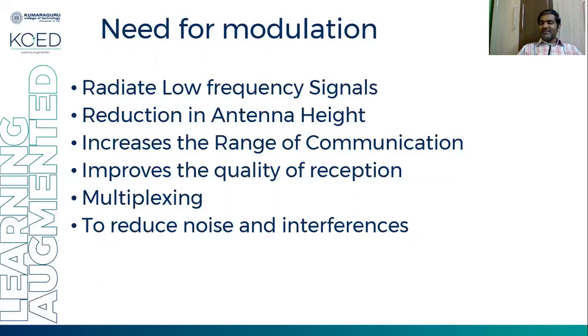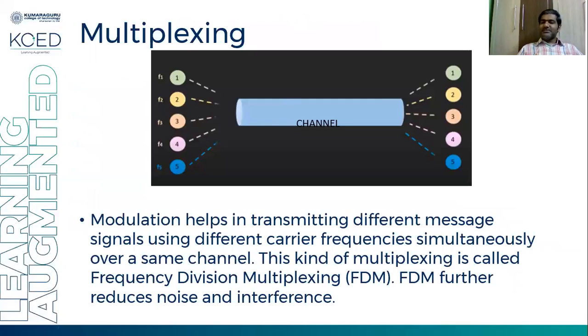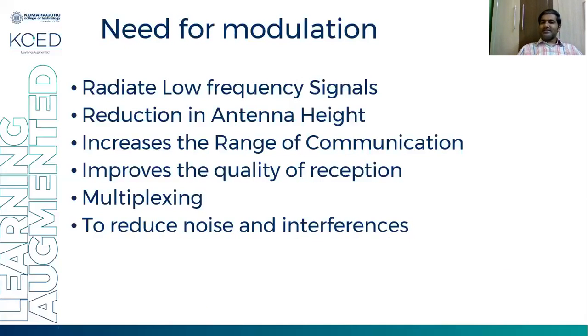Correct? My message signal, whatever I speak, that is my audio signal, is of low frequency range. So I want to transmit it over long distance. I cannot transmit it directly without modulation. So only if I do modulation with the help of a high frequency carrier, I can transmit my low frequency signals to a longer distance. So that is your first need for modulation.